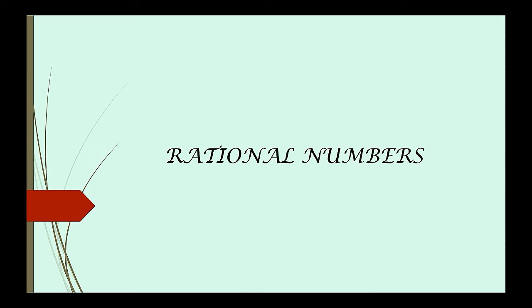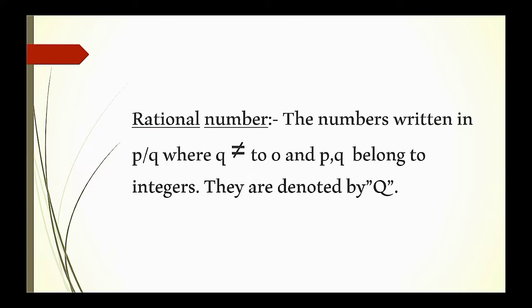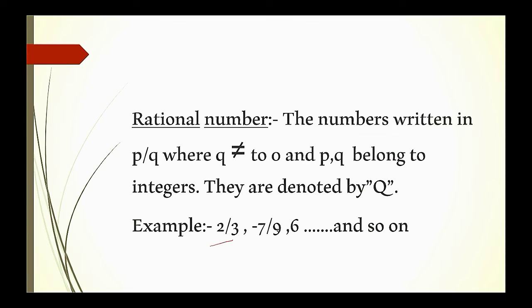Hi friends, today I'm going to teach you rational numbers. First, what is a rational number? A rational number is written in the form of p by q, where q is not equal to 0 and p and q belong to integers. They are denoted by Q. Examples: 2 by 3, minus 7 by 9, 6.